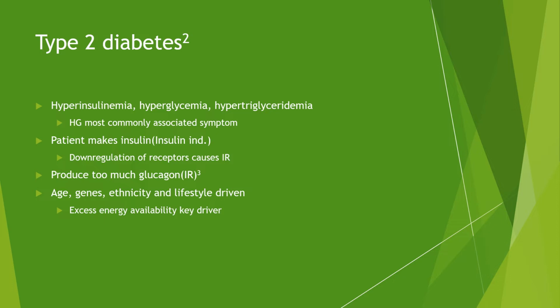And what we're looking at through this whole thing is excess energy availability compared to energy need as the key driver. In other words, you're consuming more energy than you need, and what's happening is you're taking this energy and shunting it into fat cells, and over time you meet a certain threshold which causes you to deposit fat in places where it's not supposed to be.